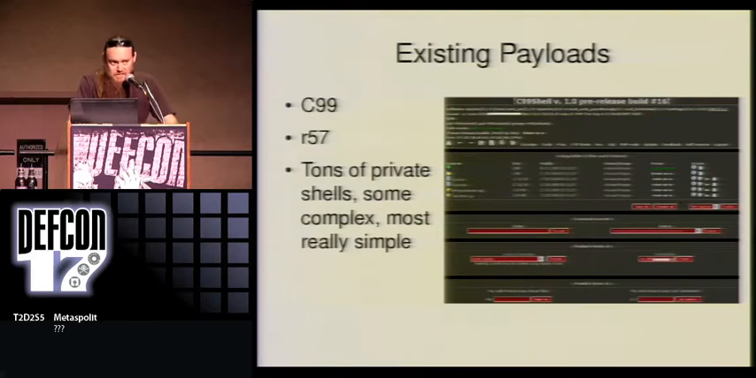There's a bunch of existing payloads. My opinion, most of them suck. C99 and R57 are sort of the big guys. They're the ones that everybody uses. They're the ones that you find on pwned web servers all the time. R57 has this giant chunk of Base64 goo at the bottom of it. And if you actually go through and decode that, it sends a shell to Russia. Really?